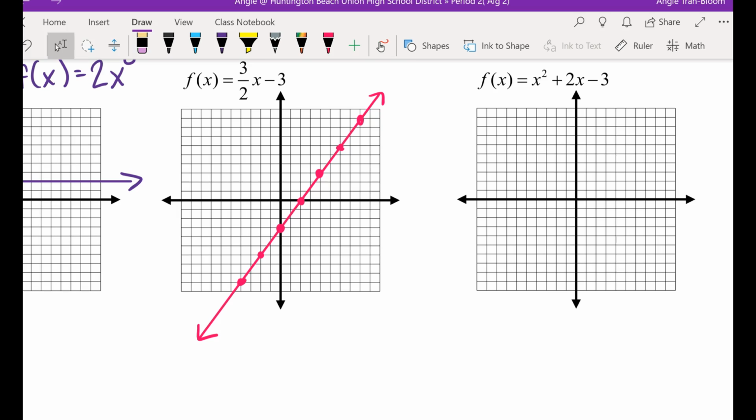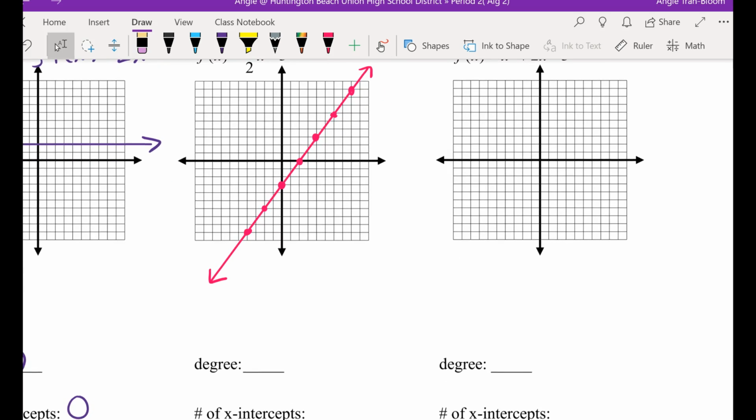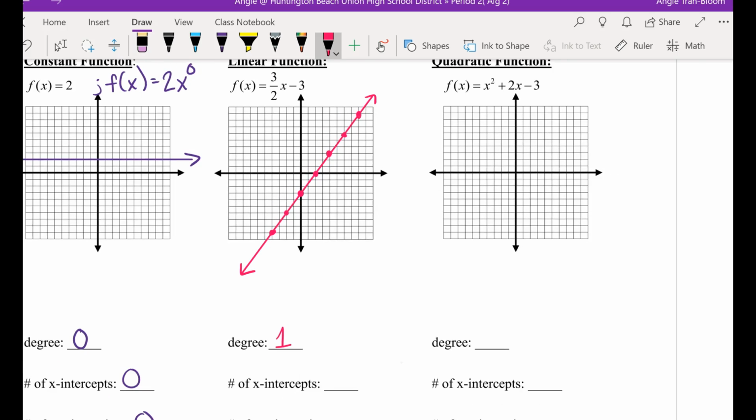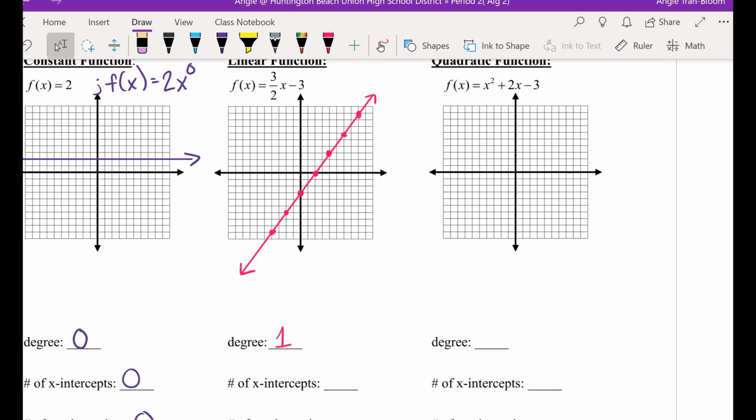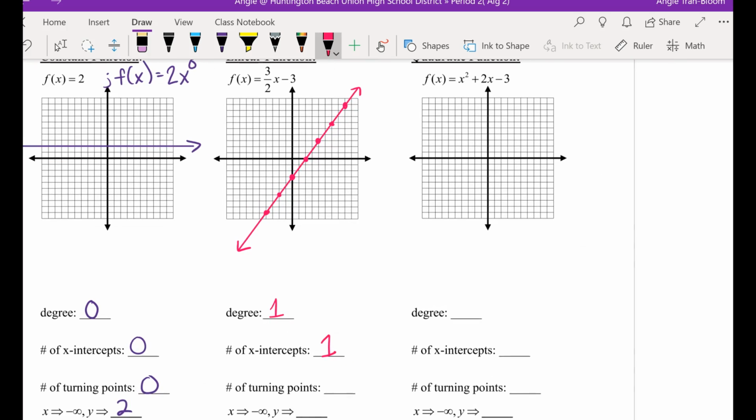Okay. What is the degree? 1. What's the highest power? 1, because x is technically to the 1. How many intercepts do we have here? 1. How many x-intercepts? I should be more clear. 1. How many turning points does it have? 0. It doesn't turn. It just goes one way, right?